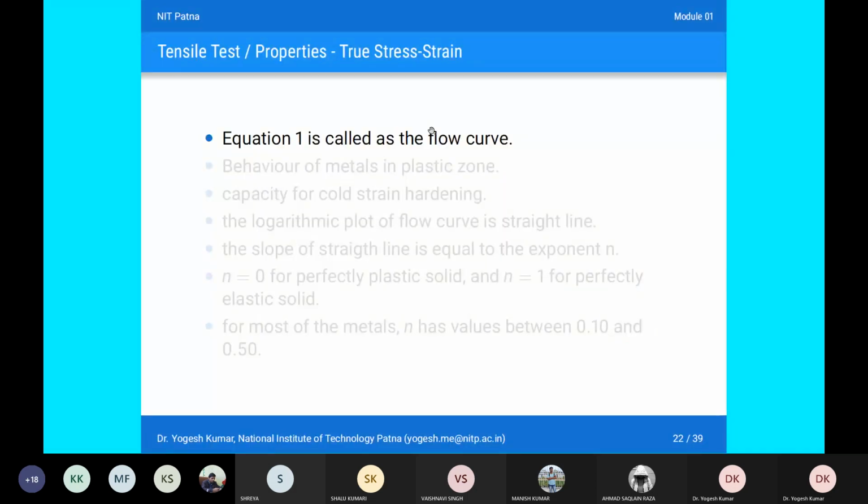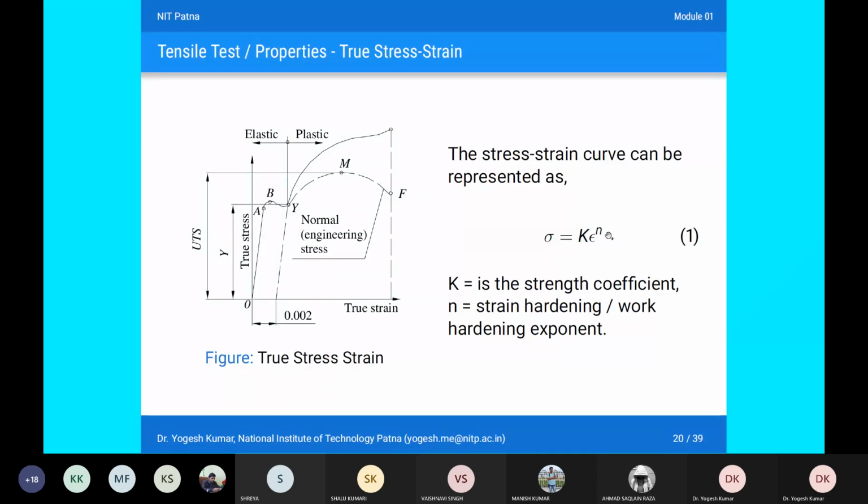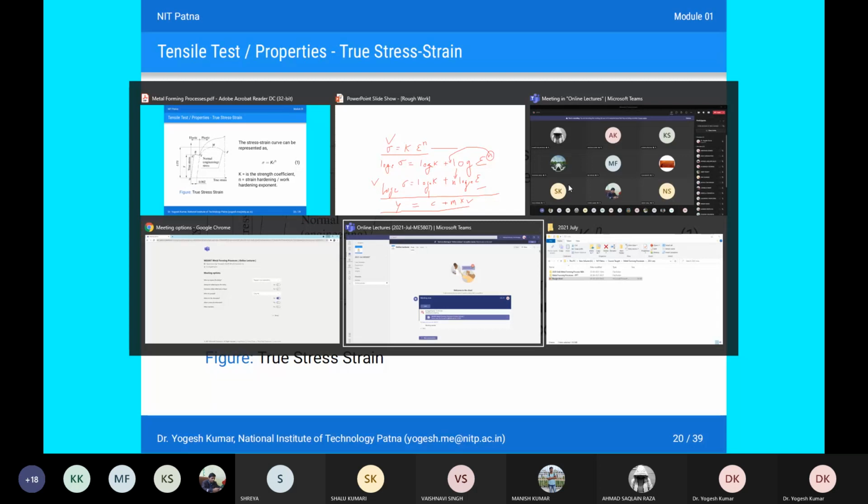So what can we conclude from this equation? This equation, sigma equal to k epsilon^n, is called your flow curve. Why is it called the flow curve? Because it depicts the behavior of your material, or the flow of material plastically, in the plastic region. So this is called the flow curve.